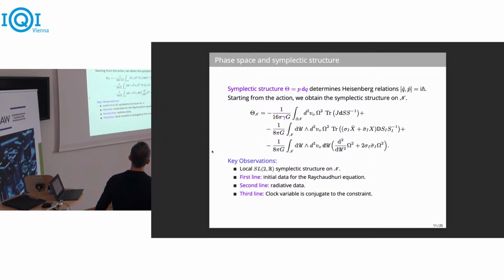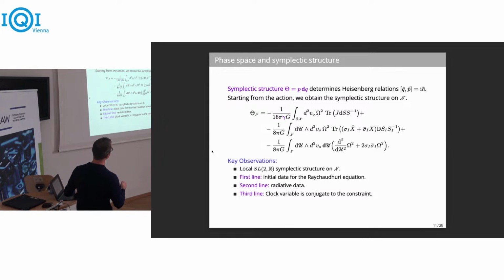And the third line is the clock. So the clock, the time variable that we introduced, is canonically conjugate on phase space to the constraint. This is not so surprising. The constraint, after all, generates gauge symmetries. The gauge parameter is the time variable.